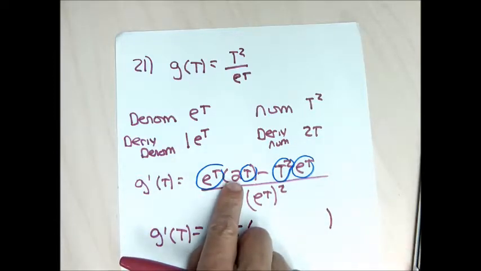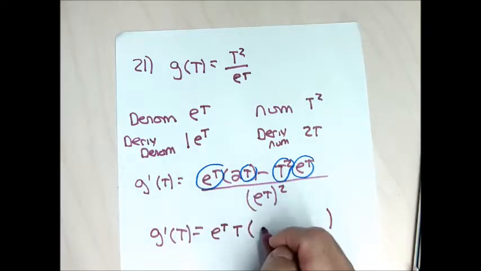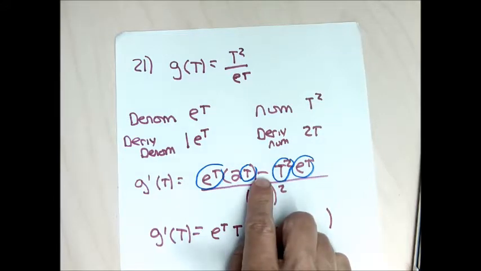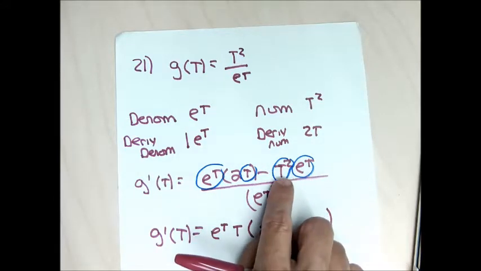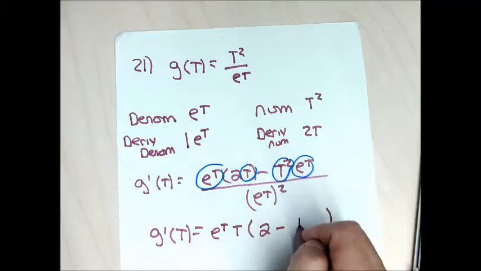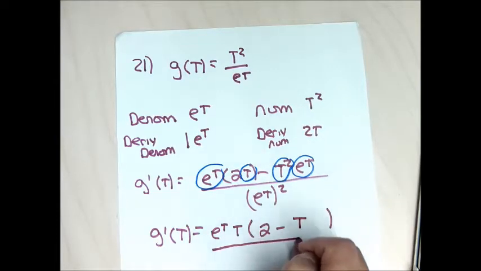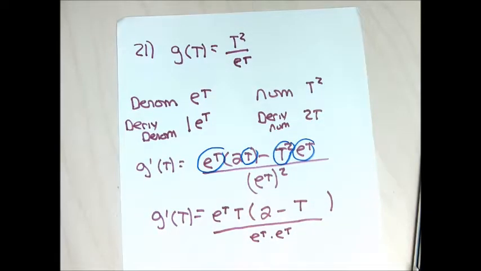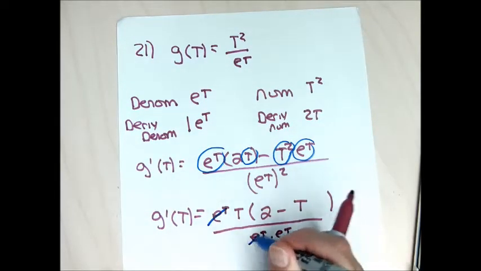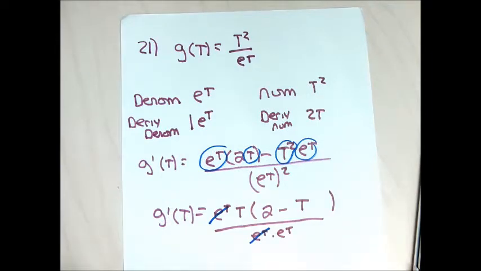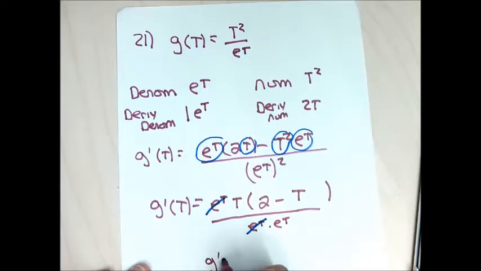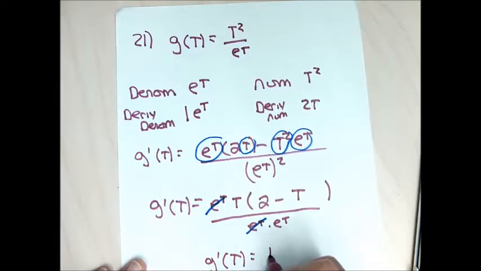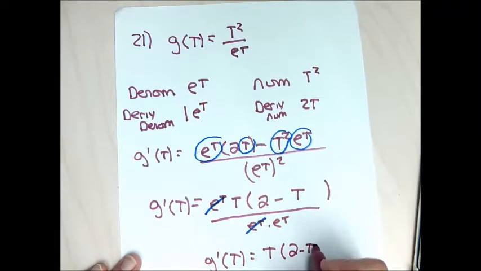To the left of the parentheses, for the first piece I'm left with a 2 because I factored out both the e to the t and the t. After the minus sign, I factored out the e to the t, but only one of the t's from the t squared, so I'm just left with 1. And again, I'm going to write the denominator with the e to the t written twice. I'm going to cancel out the common factor of e to the t with one of the e to the t's in the denominator. And for an answer, I'm going to write t times 2 minus t over e to the t.